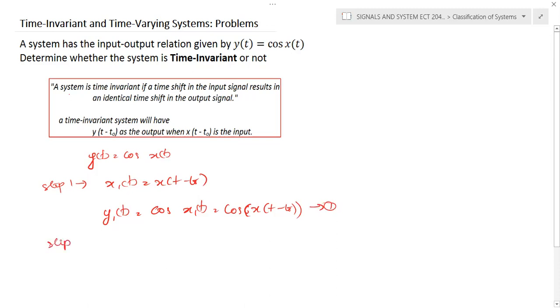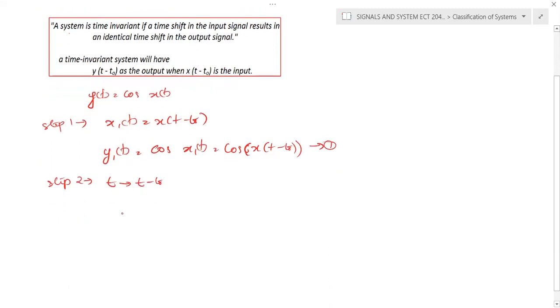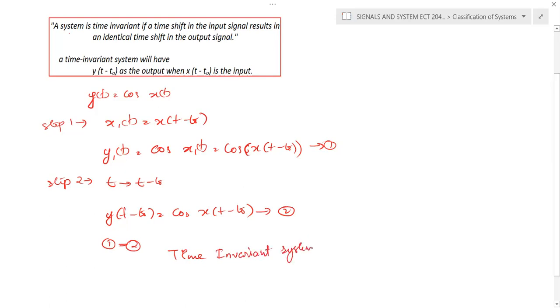And in step 2, we will find the shifted version of the output. That is, we will change t with t minus t0 in the given equation. So y of t minus t0 becomes cos x of t minus t0. So in place of t, we will substitute t minus t0. And if you compare these two equations, equation number 1 and 2 are equal. So we can call it a time invariant system. The given system is a time invariant system.